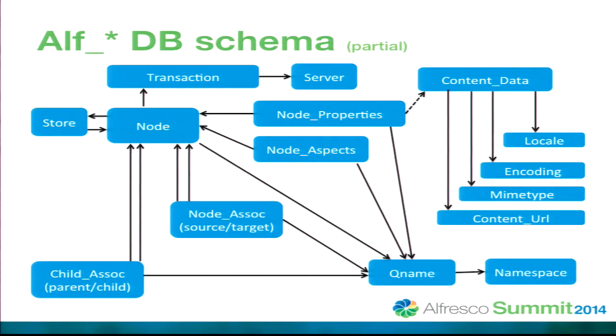The other things you may be familiar with, if you're looking at the modeling, are the properties and the aspects, and those are defined in terms of the dictionary model, in terms of QNames and their namespace. I just want to give a little flavor of some of the internals. For the content data, I put a dotted line. There's not actually a foreign key between the node property and the content data, but in terms of the model, there's a content property which effectively references that content data. And then the content data has URLs to the underlying content store. So I just wanted to call that out as well.